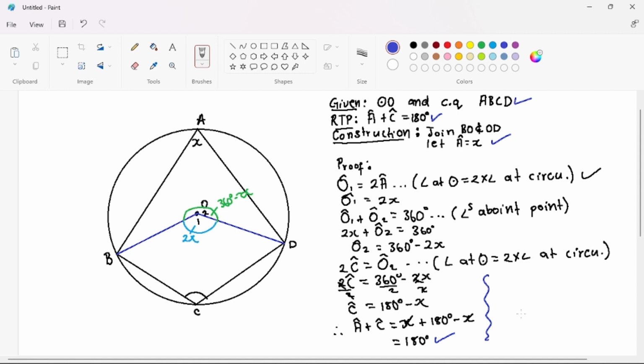So in our next video, we are going to put theorem 5 into practice, and then we can see how we go about solving practical problems using theorem 5.